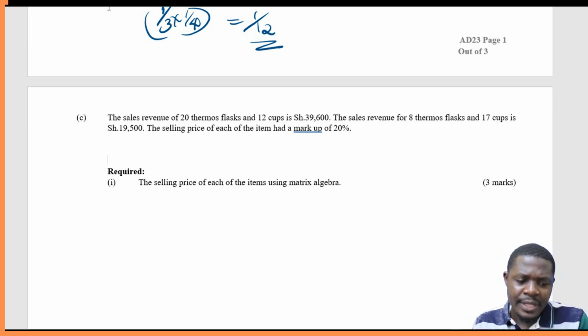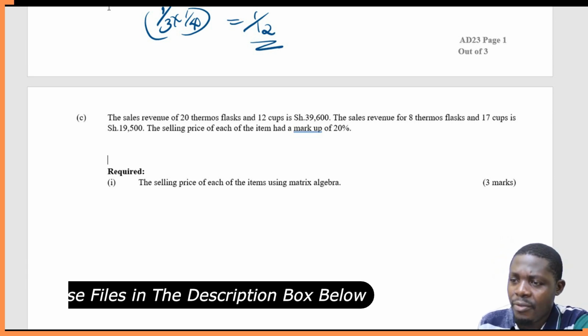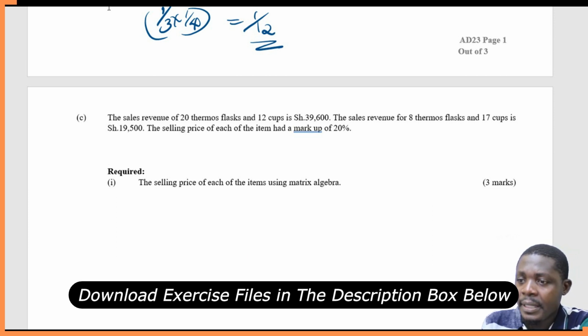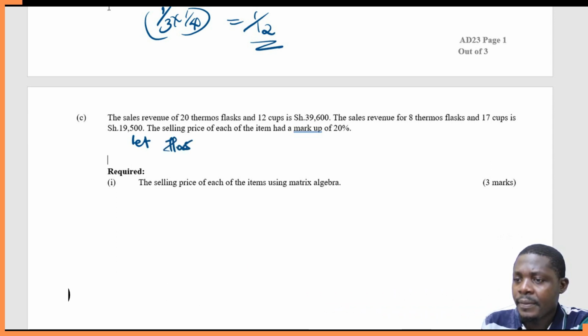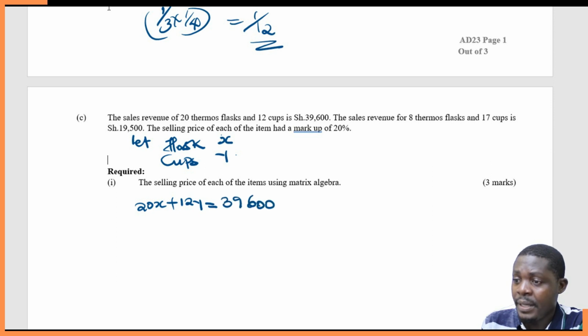Now let's try to determine this particular matrix. First of all, we have to arrange it in simultaneous form. Let the variable for thermos flask be x, and cups be represented by y. Now we are told that the sales revenue of 20 thermos flasks and 12 cups is 20x plus 12y equal to 39,600.